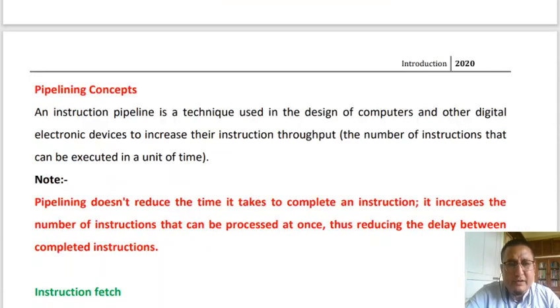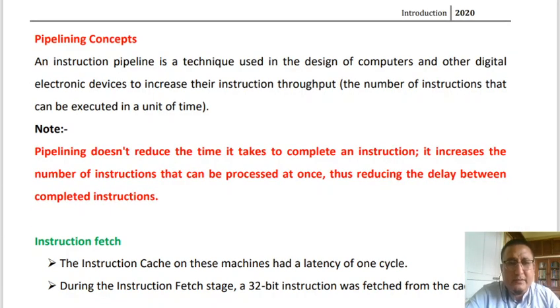Now, let us try to understand what pipelining is. An instruction pipeline is a technique used in the design of computers and other digital electronic devices to increase the instruction throughput of the microprocessor. Instruction throughput basically refers to the number of instructions that can be executed in a unit of time by the microprocessor.